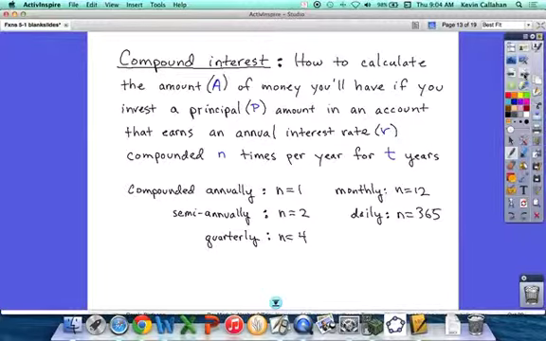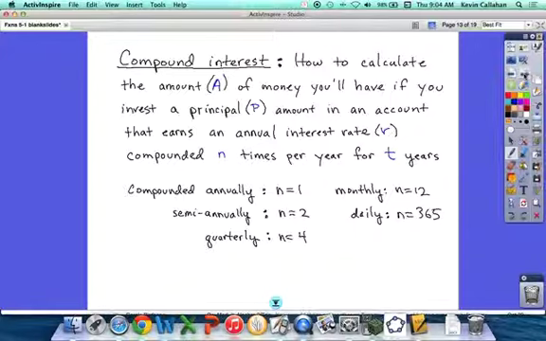It's not like they take your money once a year. They take 12% of it and add it to your account. What they do is they take not 12%, but 1% every month and add it to your account. So let's say at the end of the first month, they take 1% of what you've got in there and they add it to your money. At the end of the next month, they take 1% of what you've got and add it to your money.